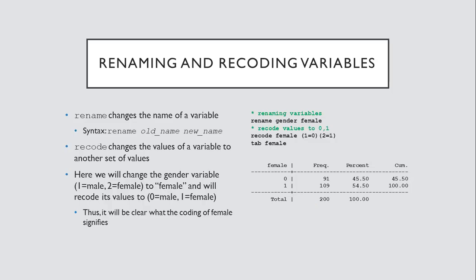This is renaming variables. For example, we can see the syntax: rename old, that is the old variable name, into a new variable name. So we can see rename gender, female, recode values to 0 and 1. Then we can see the command line. After that, we tab, and we can now see that we have female as 0 and 1. All right, depending on how we want to get that done.